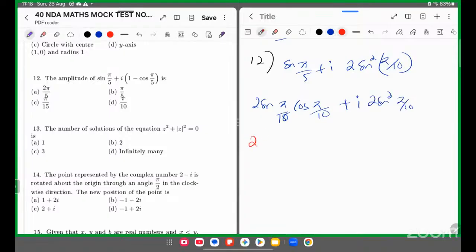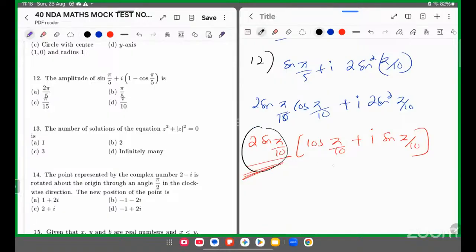So you can say 2 sine pi by 10 is common, inside cos pi by 10 plus iota sine pi by 10. This is actually the modulus, and cos pi by 10 plus i sine pi by 10 is actually the complex number part. And here the angle is pi by 10, so I can say that the argument is pi by 10. So option D is the correct answer.